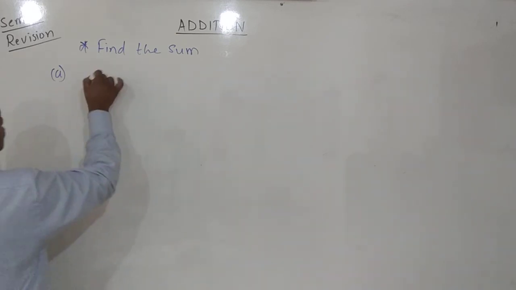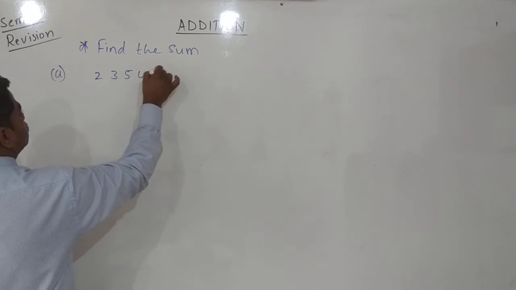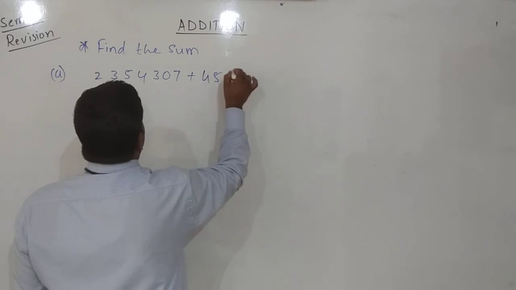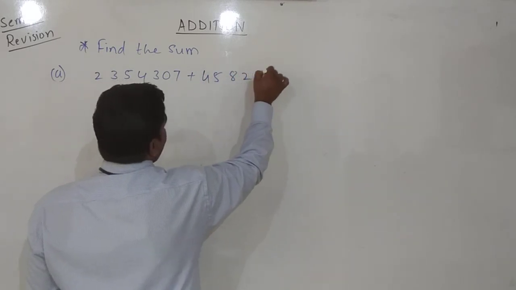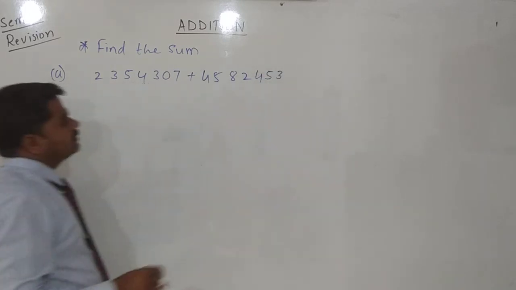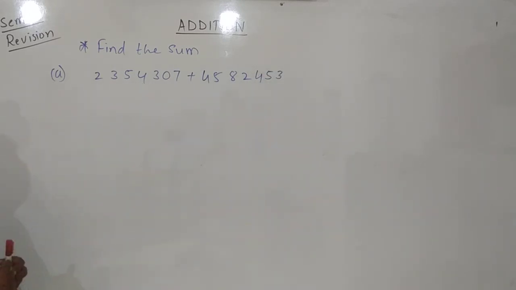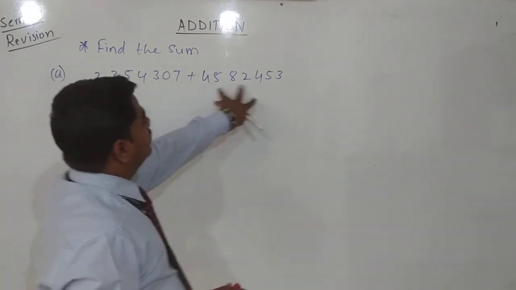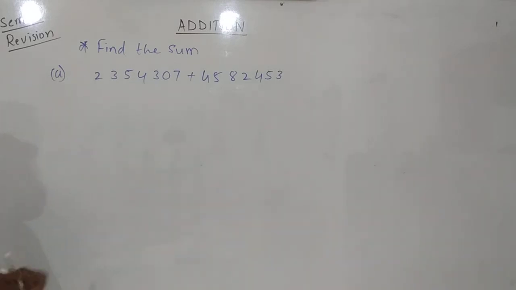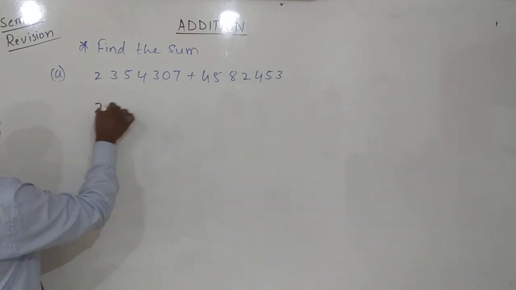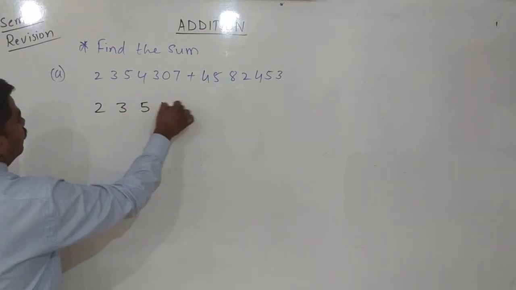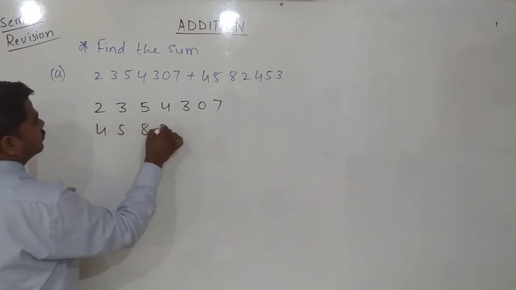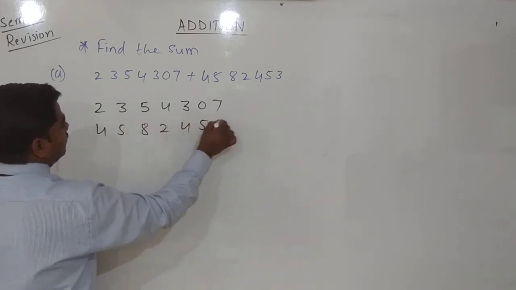Here 2, 3, 5, 4, 3, 0, 7 plus this number, 4, 5, 8, 2, 4, 5, 3. Both are 7 digit numbers. Here it is 7 digit, and it is also 7 digit. Now arrange these in a column according to their place values. 2, 3, 5, 4, 3, 0, 7, then 4, 5, 8, 2, 4, 5, 3.